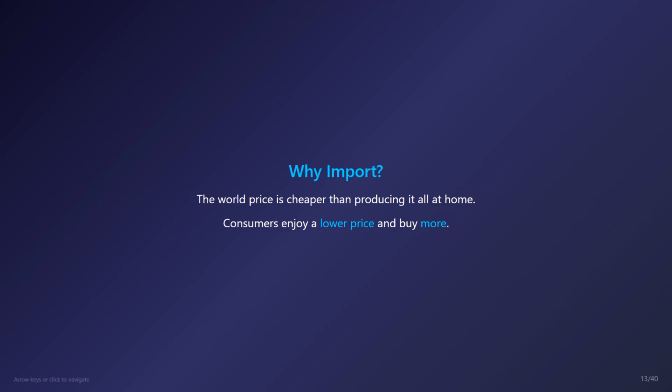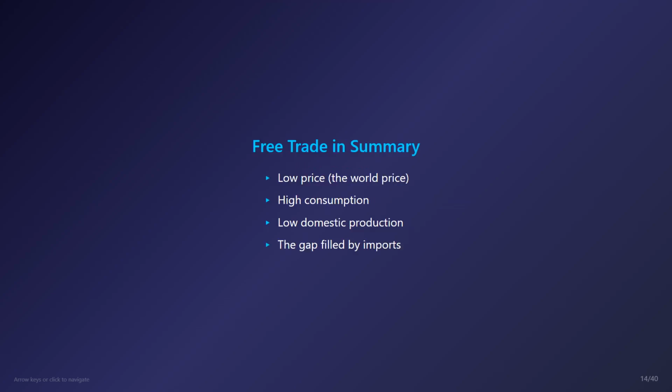Why import at all? Because the world price is cheaper than producing the whole quantity at home. Consumers enjoy a lower price than they would in a closed economy, and they buy more as a result. So free trade gives us four things: a low price, the world price, high consumption, low domestic production, and the gap between them filled by imports. Consumers love it. Some domestic producers, who'd like a higher price, do not.